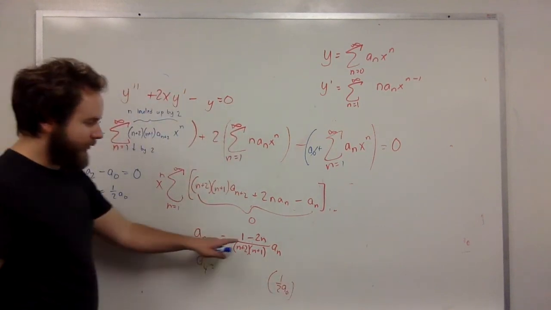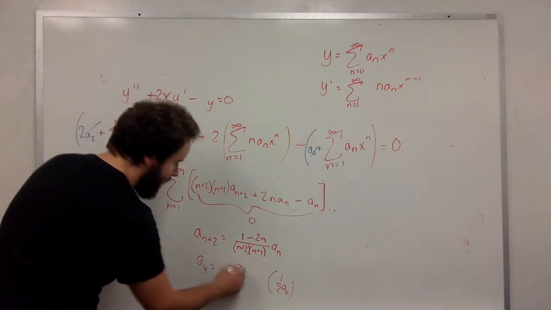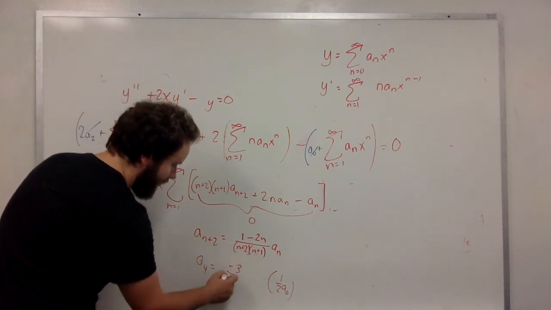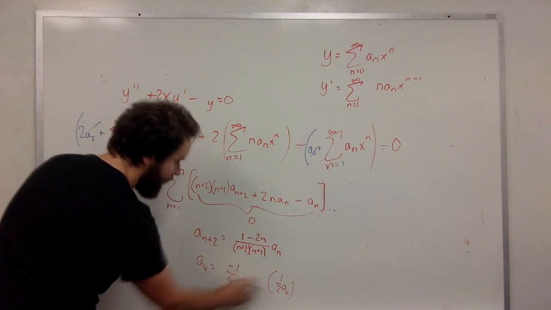And since we plugged in 2 for n, we get to plug a 2 in for that, a 2 in for that, 2 in for that. So we get negative 3 over 2 plus 2 is 4, 2 plus 1 is 3. So we get negative 1/4 times 1/2 a naught.